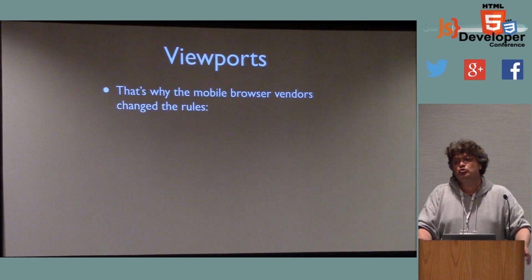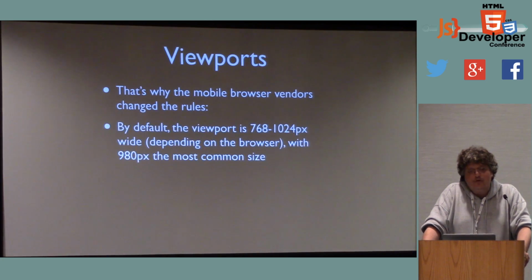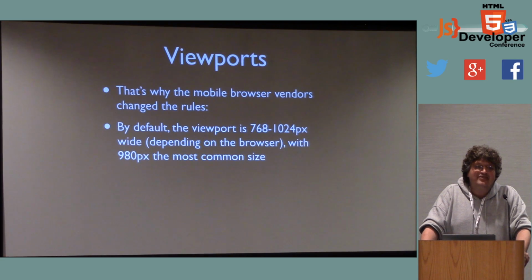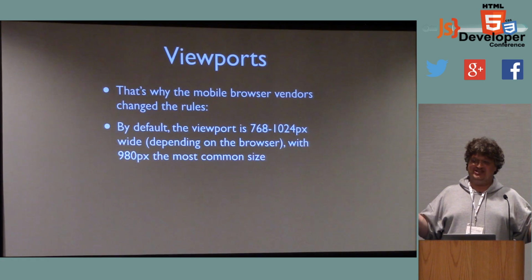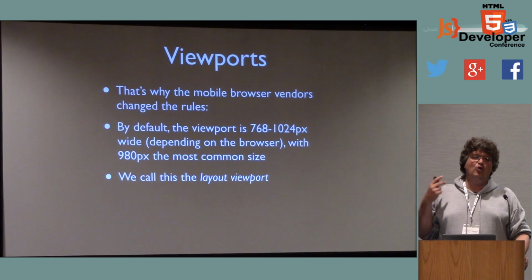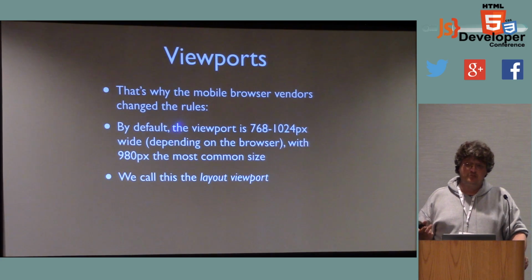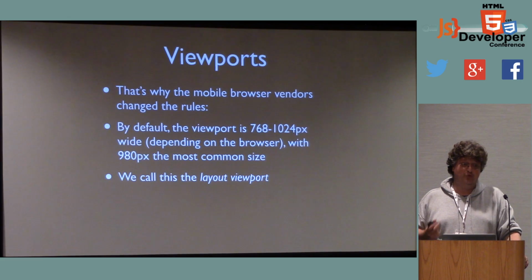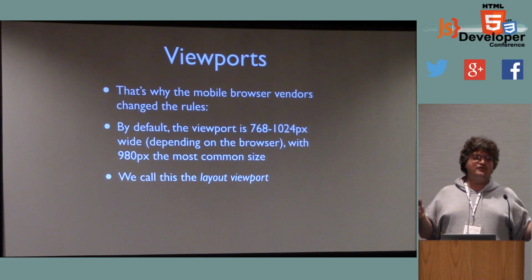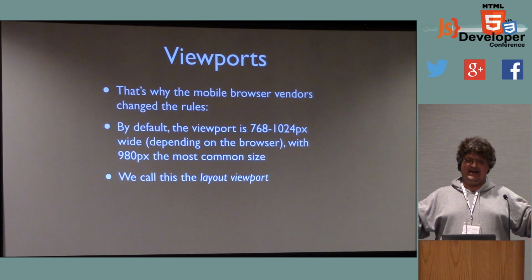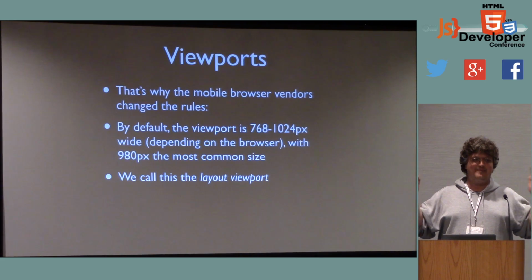And that's why they changed the rules around viewports. They said that by default, the viewport should be between 768 and 1024 pixels wide. And the most common value nowadays is 980, because that's the iPhone value and many other browsers have copied it. So we make the viewport a lot wider than the screen, which means that we have enough space for our CSS layout. And this is what we call the layout viewport. And of the three mobile viewports I'm going to talk about today, it's by far the most important one. So again, the layout viewport serves to constrain your CSS layout, to tell your CSS layout, okay, this is the maximum width you can take.